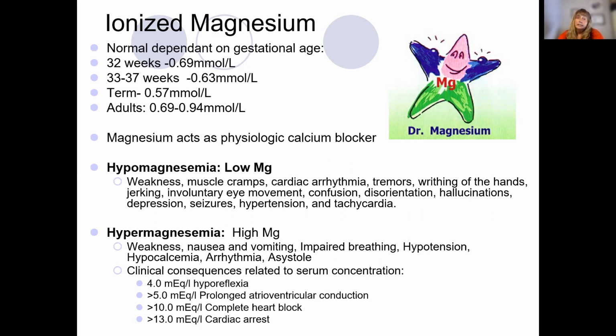The clinical consequences are usually related to the serum concentration. So if it's 4, it could cause hyporeflexia. If it's greater than 5, prolonged atrioventricular conduction. Greater than 10, complete heart block. Greater than 13, cardiac arrest.